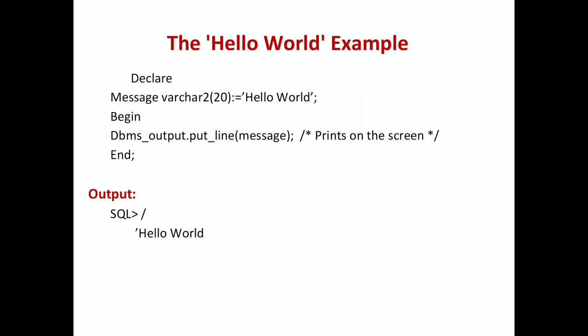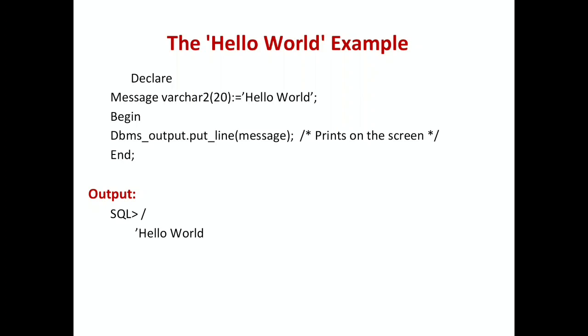Then begin. Begin means your actual logic of the program. Then dbms_output.put_line. What is the use of this line? To display messages to the user. So whatever we write inside those round brackets will be displayed to the user. So here I am writing message, meaning whatever is stored in message, and what we have stored in message is hello world. And lastly end. End means the end of the program.